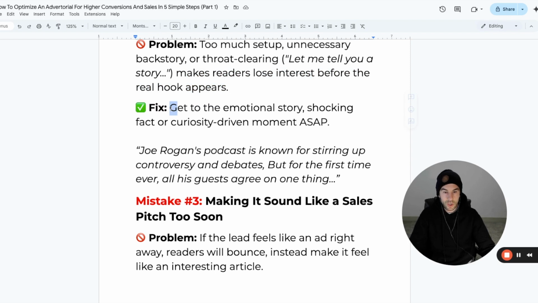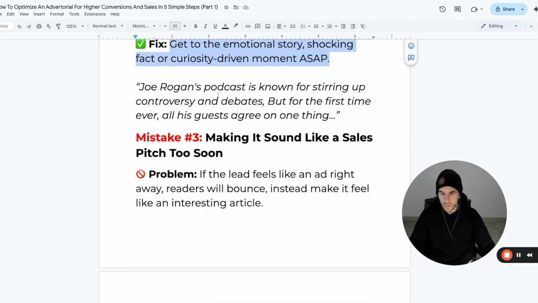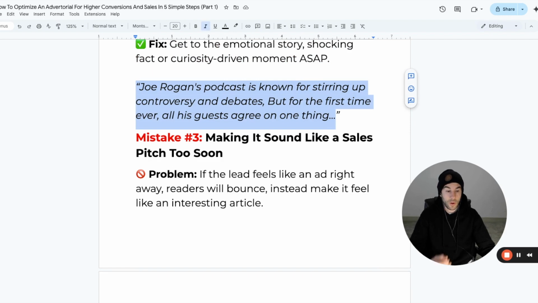So the fix is to just get to the emotional backstory, the shocking fact, or the curiosity-driven moment as soon as possible. So an example would be, this is for one that I wrote. "Joe Rogan's podcast is known for stirring up controversy and debates, but for the first time ever, all of his guests agree on one thing."